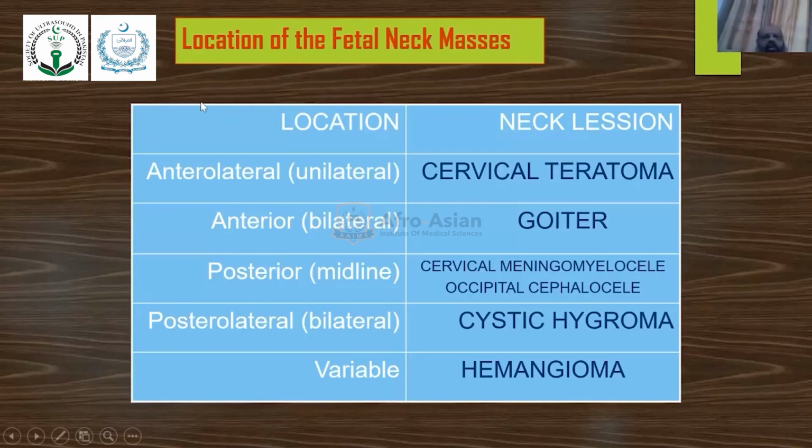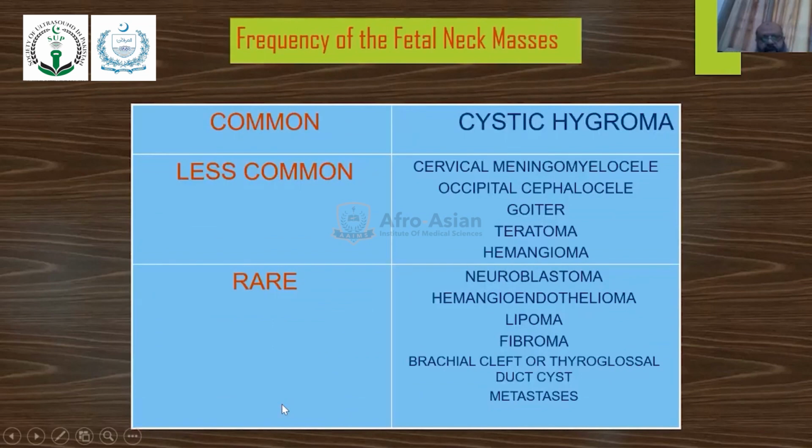So, location of the fetal neck masses: the cervical teratoma, anterolateral, it can be bilateral. Goiter is anterior, it can be bilateral. Cervical meningocele, occipital cephalocele, posterior. Cystic hygroma is posterolateral, it can be bilateral. We can have hemangiomas which are variable. Common is cystic hygroma, and other less common neck masses are cervical meningomyelocele, occipital cephalocele, goiter, teratoma, hemangioma. Rare are neuroblastoma, hemangioendothelioma, lipoma, fibroma, branchial cleft or thyroglossal duct cysts and metastasis.